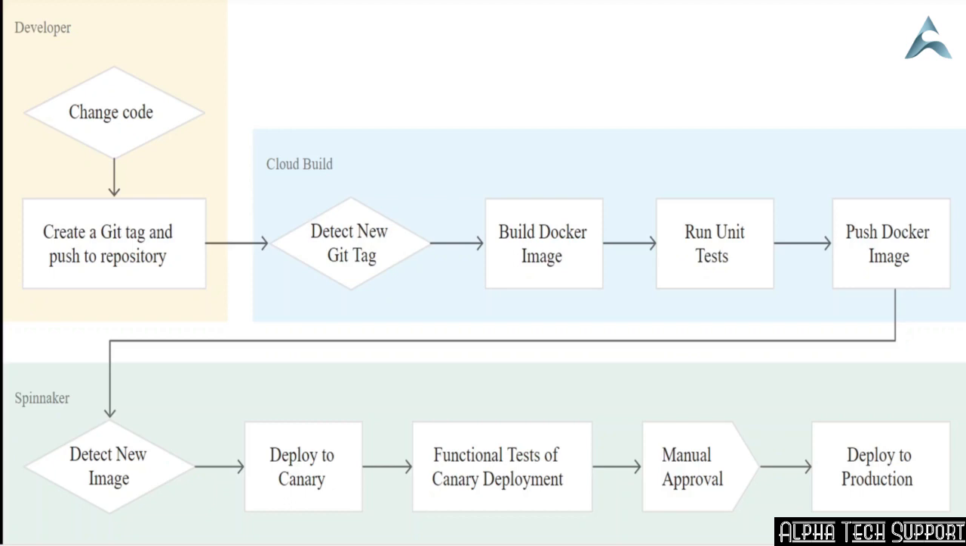Once your Docker image is validated, Spinnaker detects the image and does the canary deployment of this image, and then it performs the functional testing of this canary deployment. Once this canary deployment is approved, Spinnaker deploys the image to production. And this is how a typical development workflow looks like for any application. From this exam perspective, you do not need to know how to configure each individual service in this CI/CD pipeline, but you must understand at least the purpose of these services.